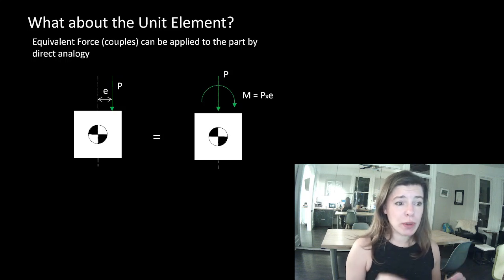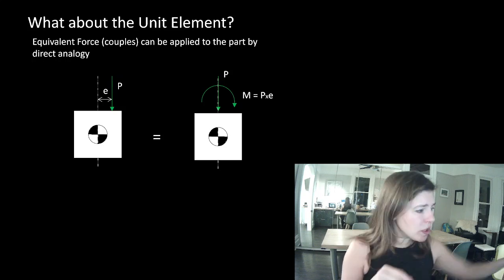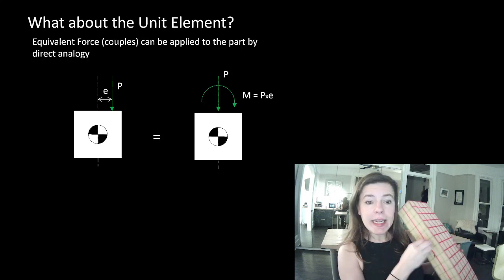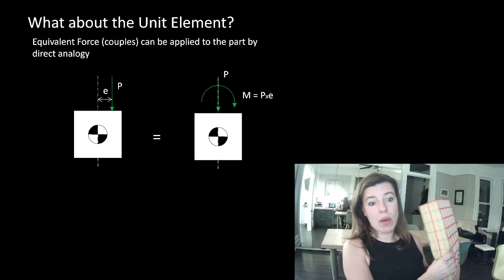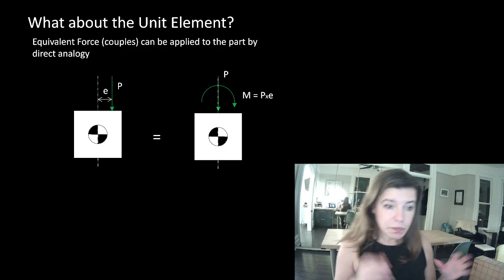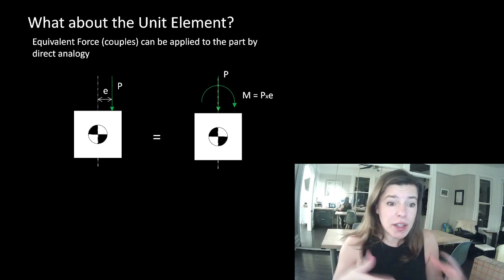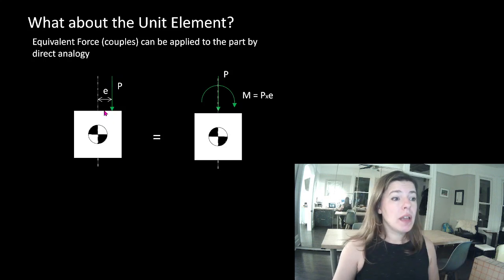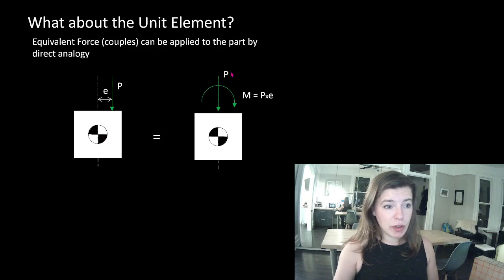When we're talking about stress and strain, we know we're talking about a tiny little unit element within the overall object. So how would that apply to the unit element? Well, a force eccentric from the centroid is the same thing as the force through the centroid and a moment.